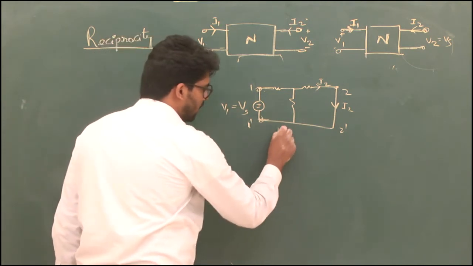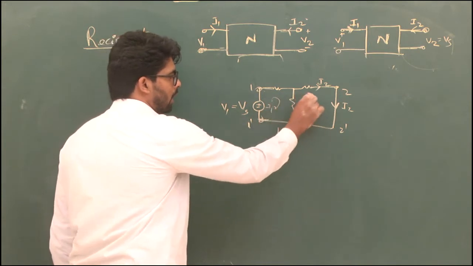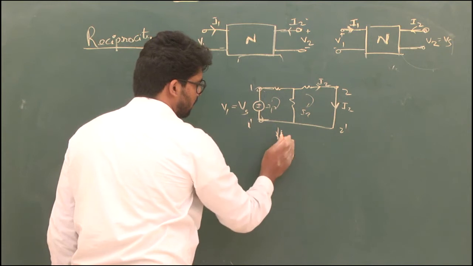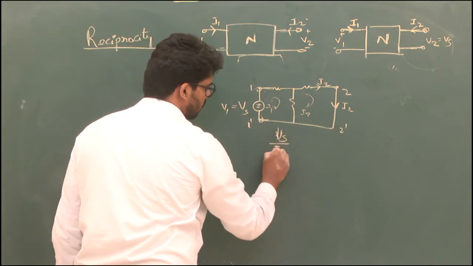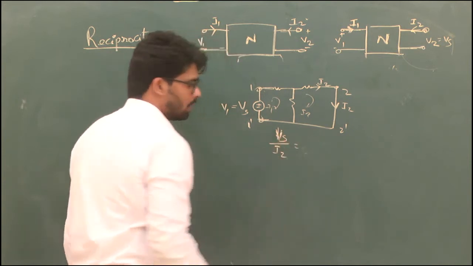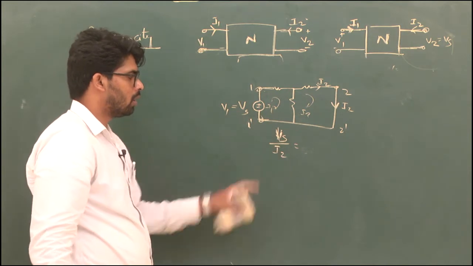So I did this circuit equation. I did the mesh analysis for I1 and I get I2. I got I2, and then the response I've got is Vs by I2, some value. Let us say some value. Okay. The response of input to output, you got this one.